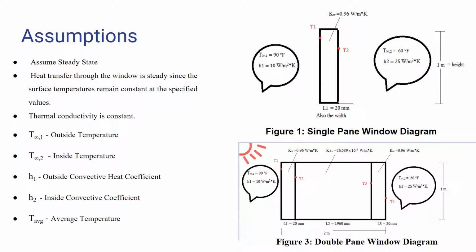Figure 1 depicts the assumed values given to begin the problem. This included assuming a surrounding temperature for both the outside environment and the inside home or business. The convective heat coefficients were also theoretically chosen.